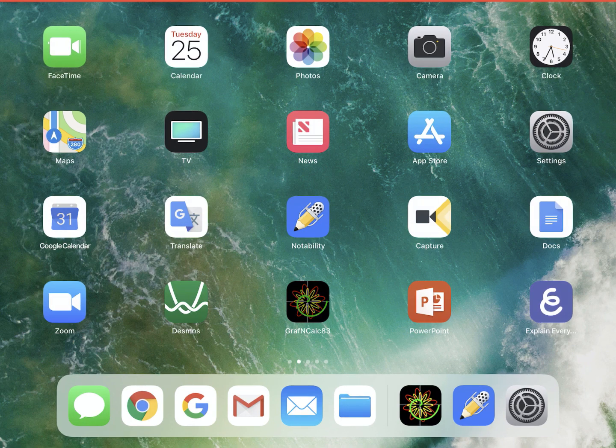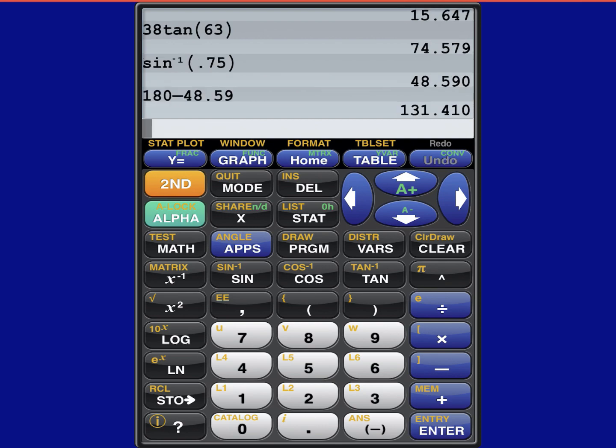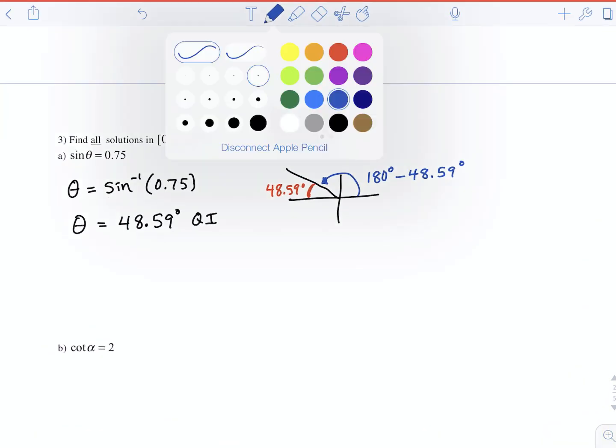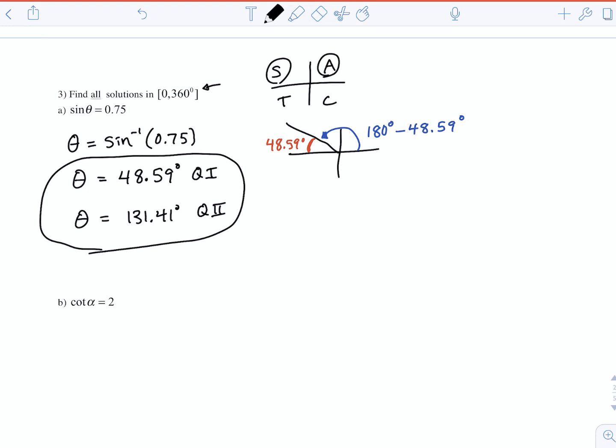So let's see how much that is. 180 minus the 48.59 is 131.41. So then it is the other answer, 131.41. And just for a little extra emphasis, that's in quadrant 2. So there are the two solutions.